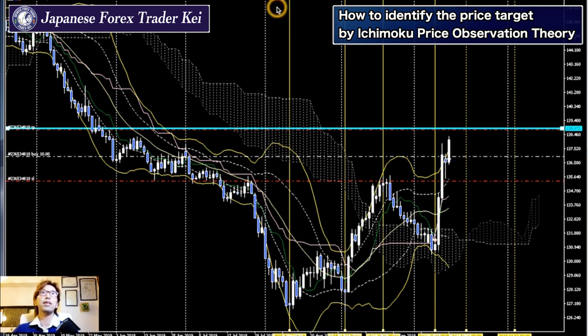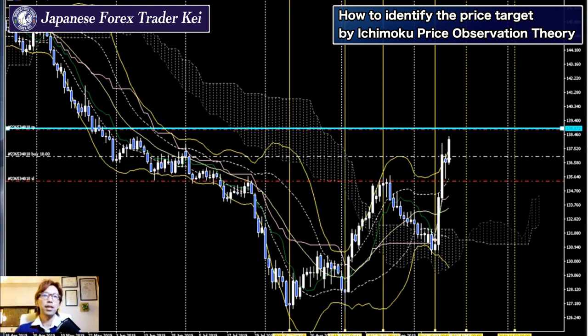On this day right here, the first line, the market might touch the target, or it marks the low again. I will see. And depending on the price action later on, you can calculate the target with price observation theory and get the expected target.